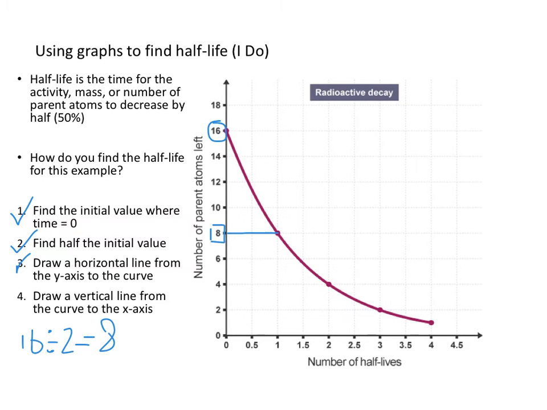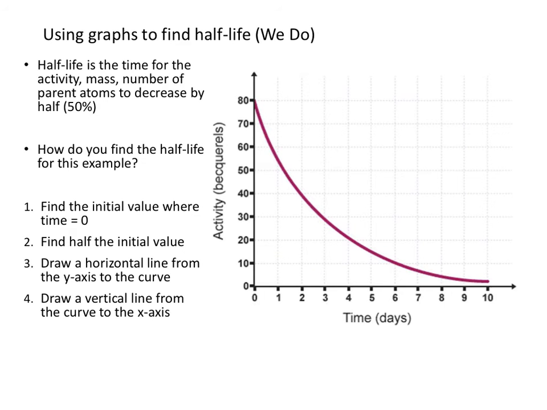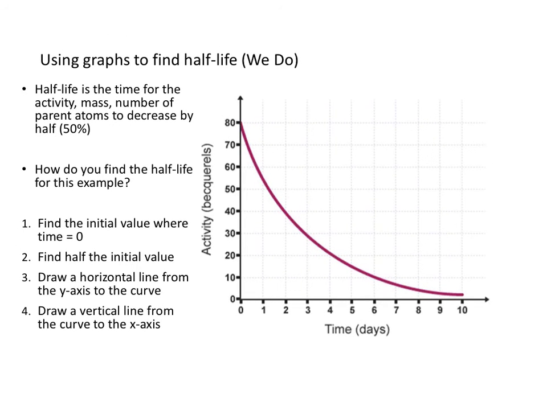Next bit, draw a vertical line from the curve to the x-axis. So what is the half-life? Well, in this case, it's number of half-lives, and that is 1. So make sure you've got that drawn in your notebook. And we're going to do the same thing again here. Find the initial value where the time equals 0. So time is 0 is here. There's our initial value of 80.